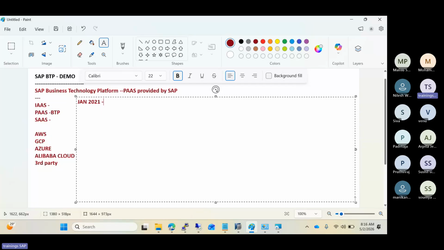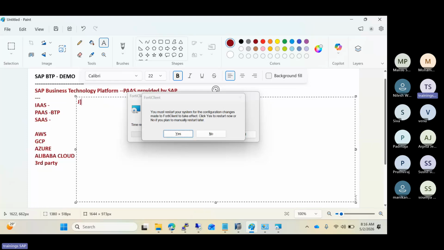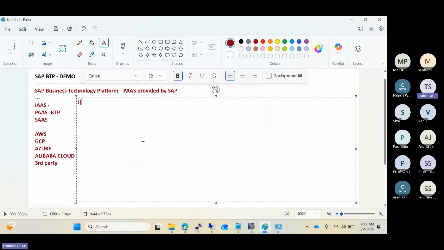Is it new? The terminology of BTP is new, but if you talk about the history, long back, SAP was already in the PaaS market. PaaS means the platform as a service based market, right? Long back means what?